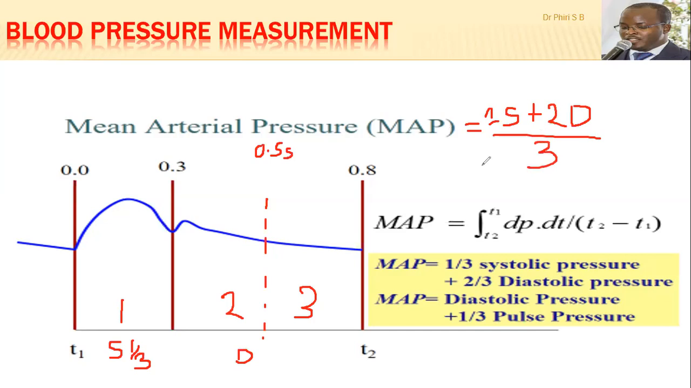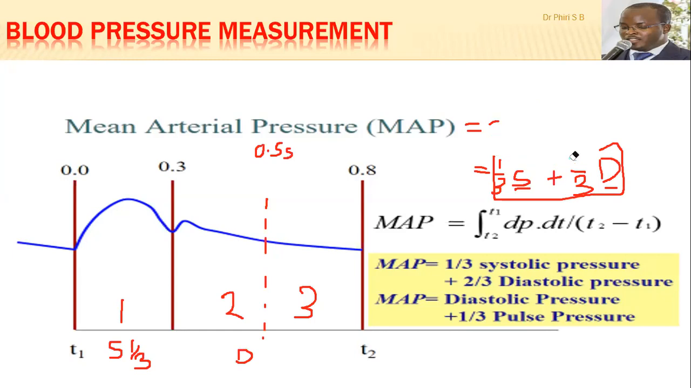In other words, the mean arterial pressure will be equal to 1/3 of systole plus 2/3 of diastole. If you know systolic pressure and diastolic pressure, you'll be able to calculate your mean arterial pressure by taking 1/3 of systole and adding 2/3 of diastole. That will be your mean arterial pressure. I hope you understand that. So we proceed.